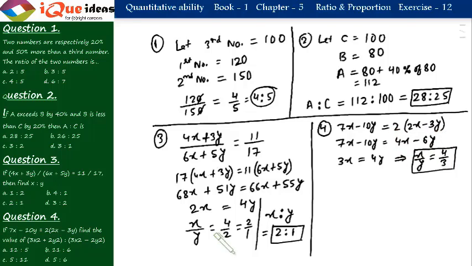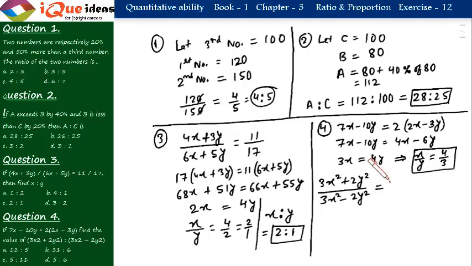Now the question is asking 3x square plus 2y square is to 3x square minus 2y square. The first thing that you need to check is whether the degree is the same in every term. Yes, 3x square degree 2, 2y square degree 2, 3x square degree 2, 2y square degree 2. All the terms are of the same degree. So we don't need to use any other variable. We can directly take x equal to 4 and y equal to 3 and put it in this expression.